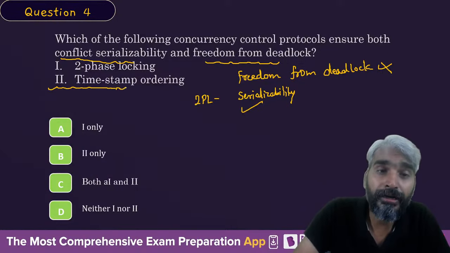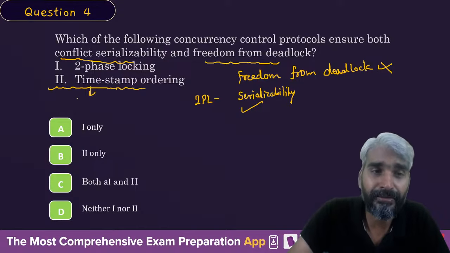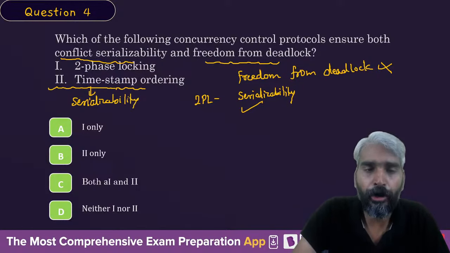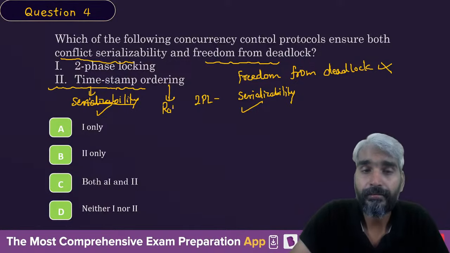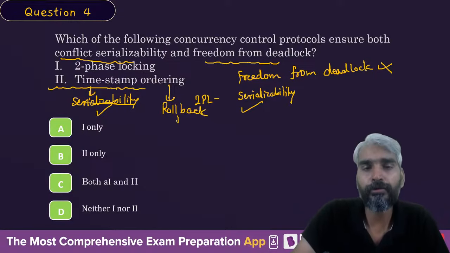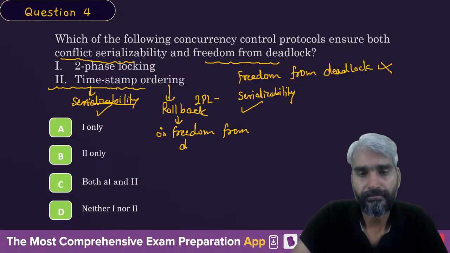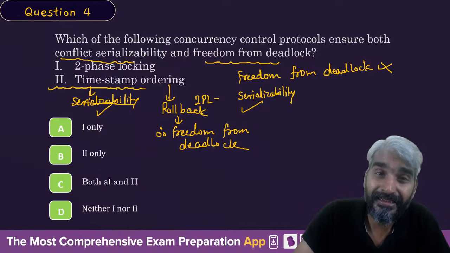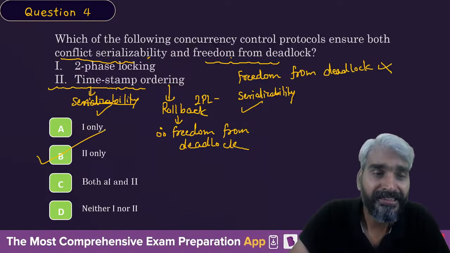But the timestamp ordering protocol will ensure serializability, and there is no problem of deadlock because in the timestamp ordering protocol, we have the concept of rollback. Therefore, freedom from deadlock. So the correct answer, the protocol which will ensure both serializability and freedom from deadlock, will be the second only.